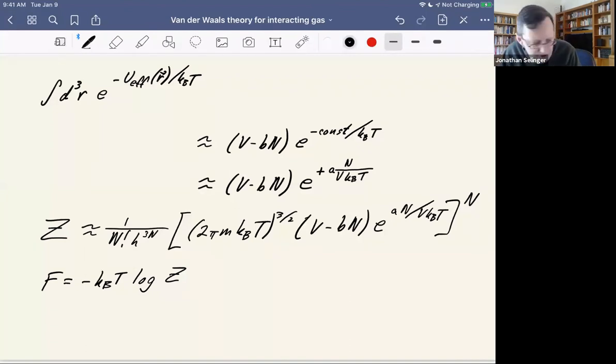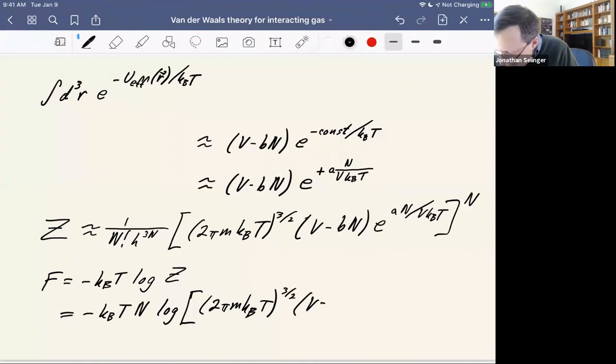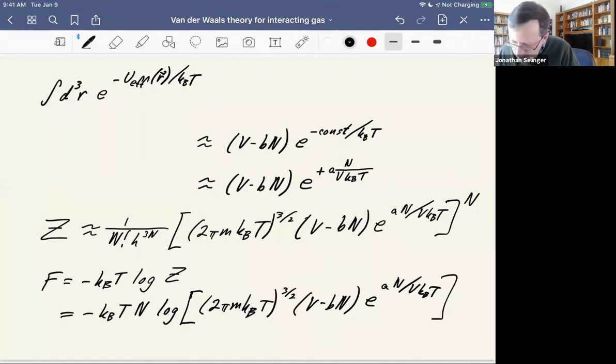And I will mostly just copy this, but let's see what I can do. So this is minus kT n, so it's n copies of the log of what's inside here, right? Of the log of this thing. So the log of (2 pi m kT) to the 3/2 times (V minus bn) times e to the an over V kT, and then all this has to get divided by h cubed inside there, right?